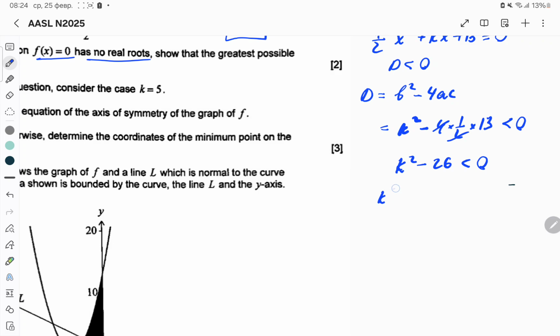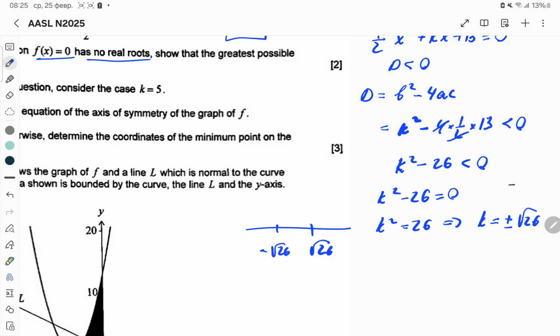We can first find the zeros. k squared minus 26 equals 0, k squared is equal to 26, and k is equal to plus minus square root of 26. Now we can make a sign diagram, negative square root of 26 and positive square root of 26. And we have to find where k is negative, in this interval, right? So k will be more than negative square root of 26 and less than positive square root of 26.